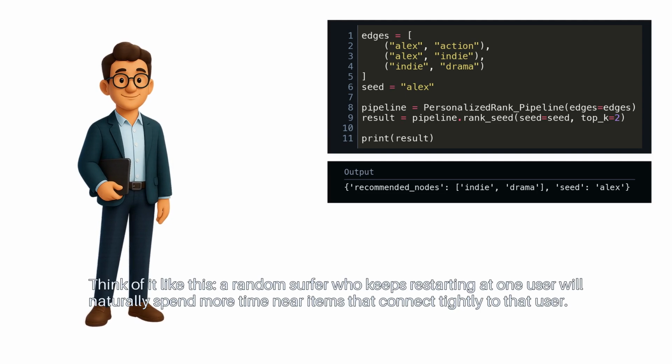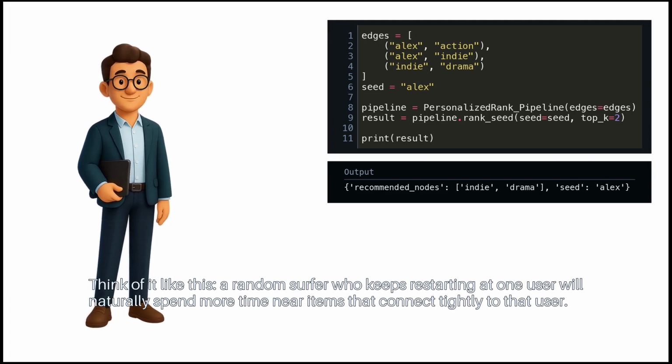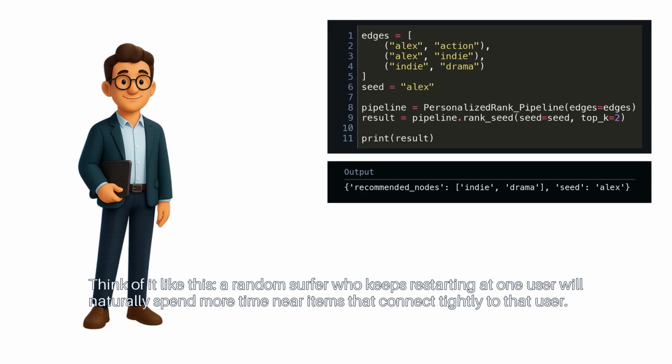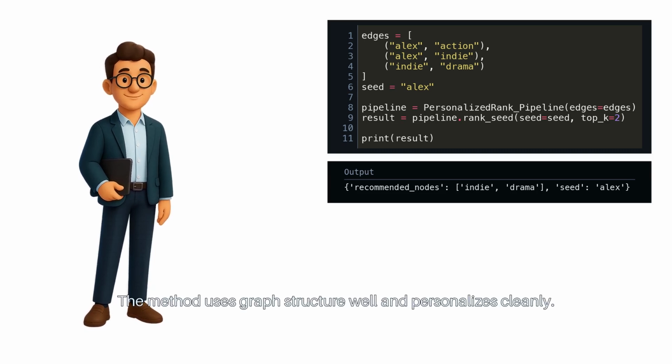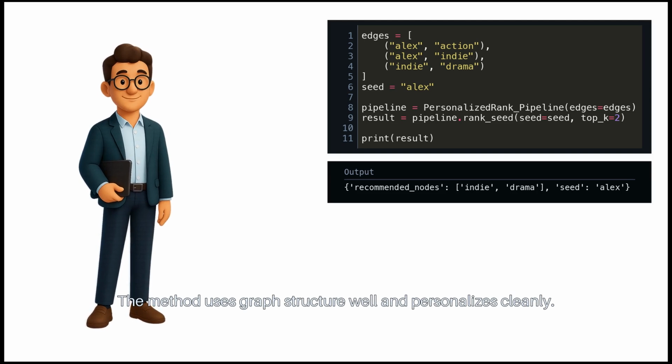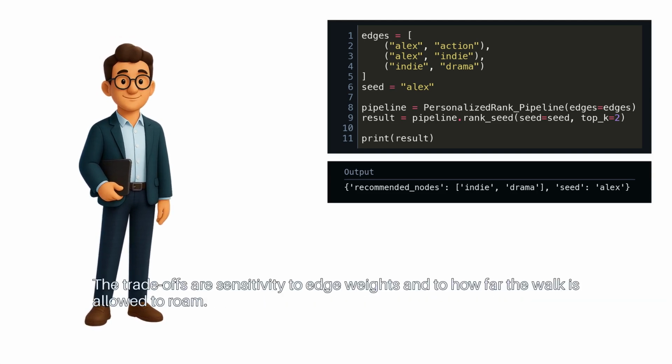Think of it like this. A random surfer who keeps restarting at one user will naturally spend more time near items that connect tightly to that user. Those high-probability nodes are the things you show. The method uses graph structure well and personalizes cleanly. The trade-offs are sensitivity to edge weights and to how far the walk is allowed to roam.